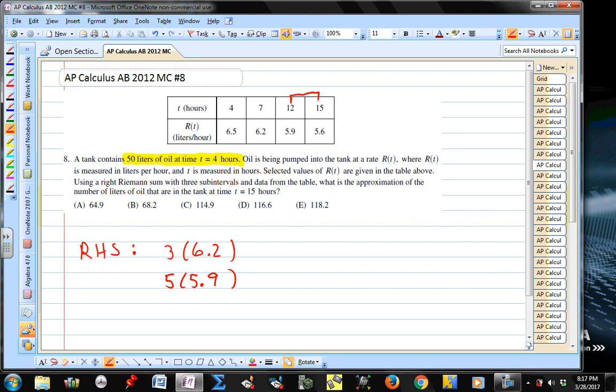And then finally, from 12 to 15, again, our base will be 3, and our right-hand value will be 5.6. It's a non-calculator section, so we have to do some arithmetic.